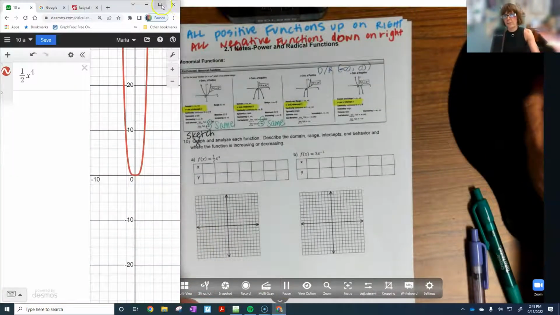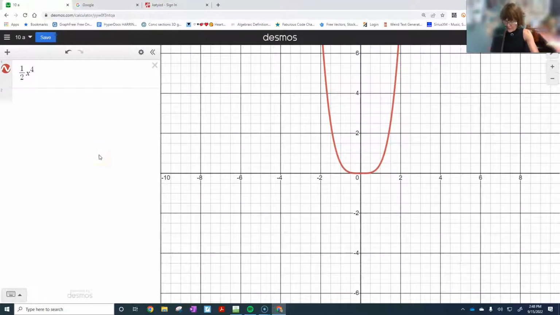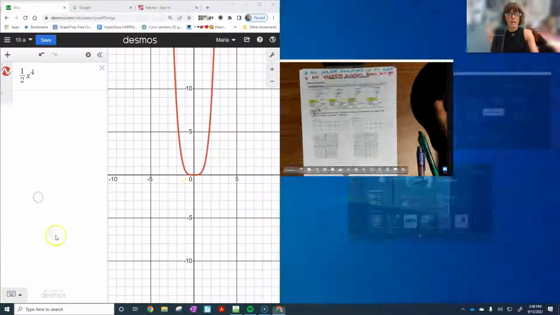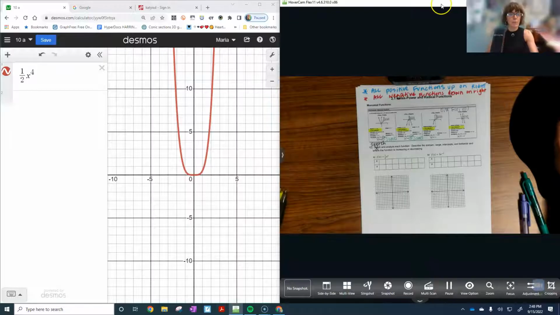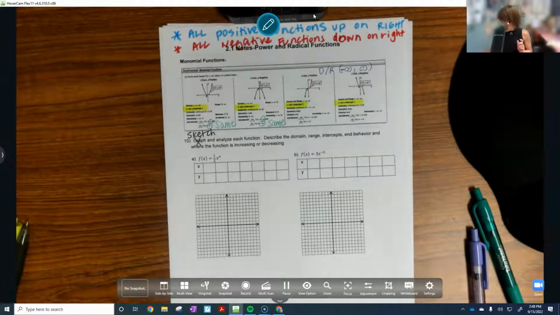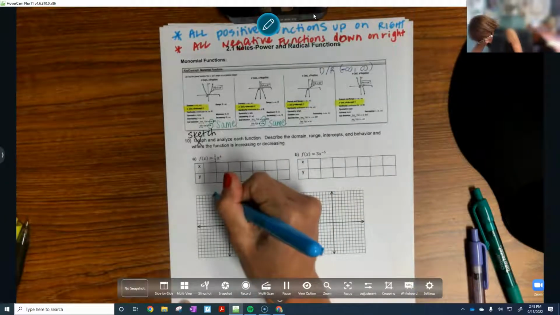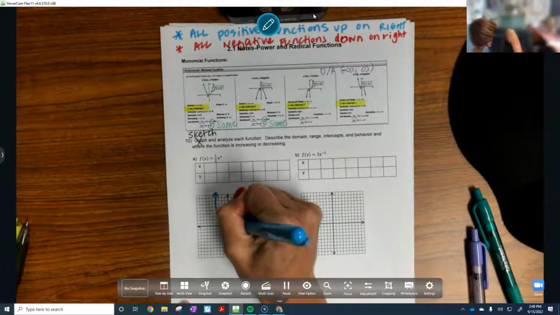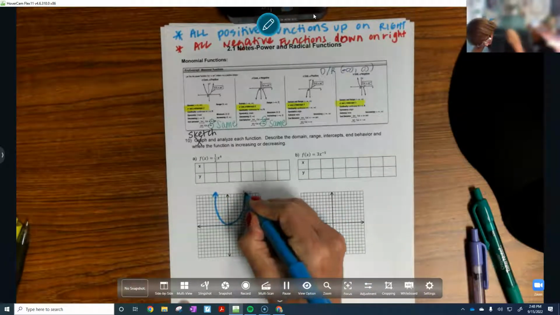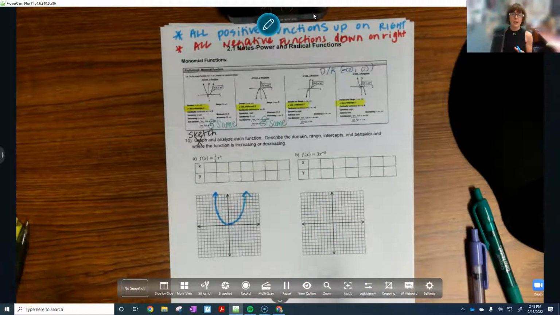All right, so for this first graph, I already have it ready for us. Let me find it. Here we go. So for this first graph, this is 10a. Notice we have 1/2 x to the 4th. It is a positive function. It opens up on the right, and the degree is even. So let's just go ahead and shape the way we want that graph to look. So guys, literally, it almost looks like it's a parabola, but since it's to the 4th degree, it's all kind of flat down there around the origin. That's all I want you to really remember for right now.